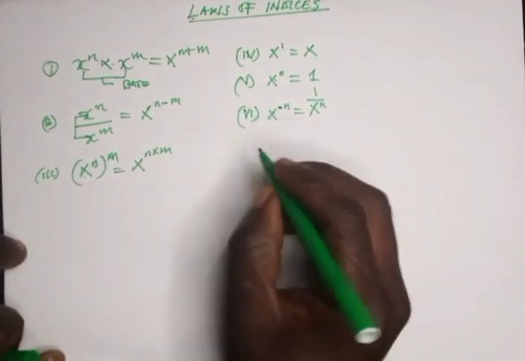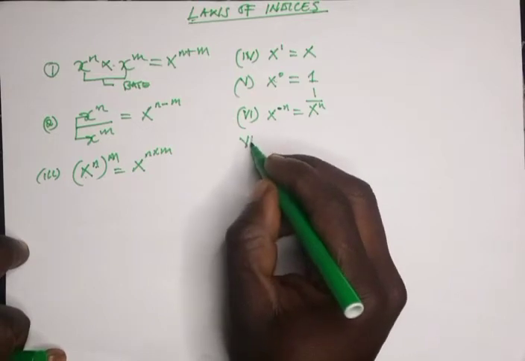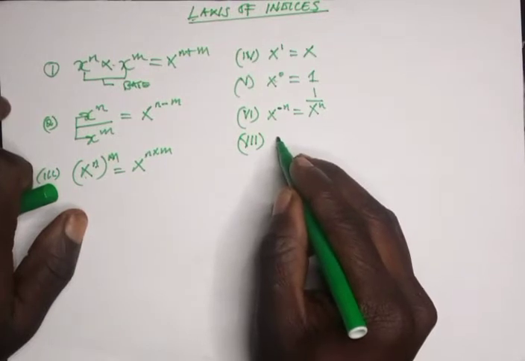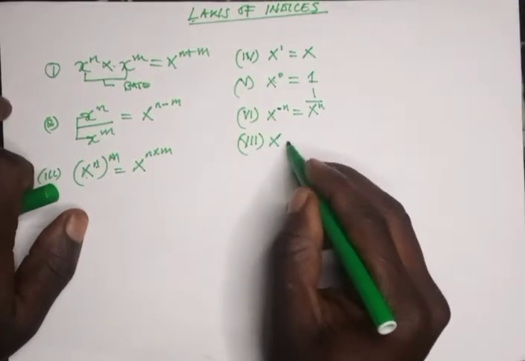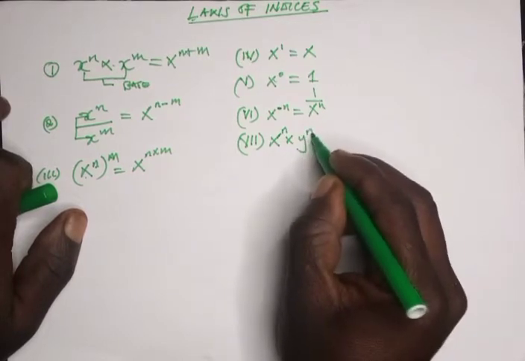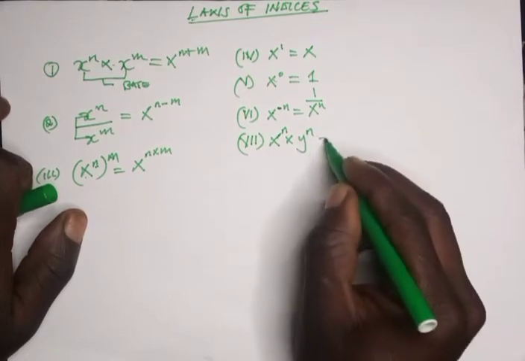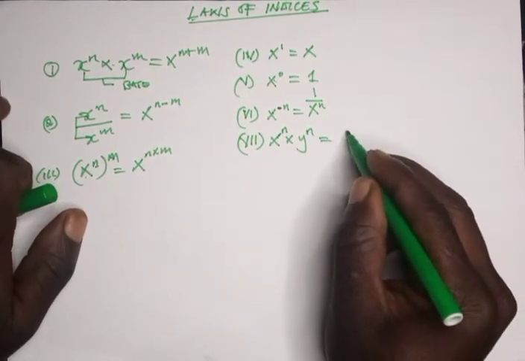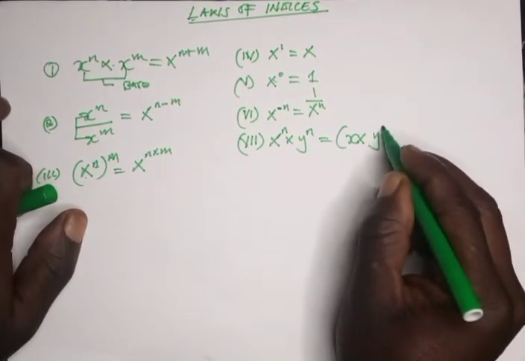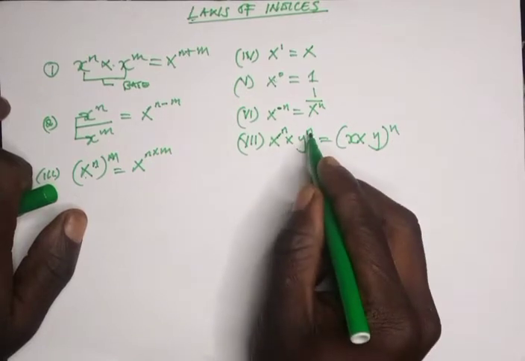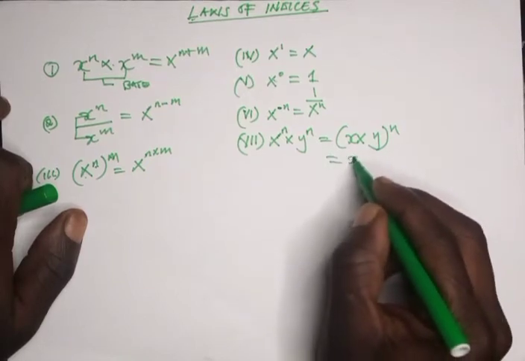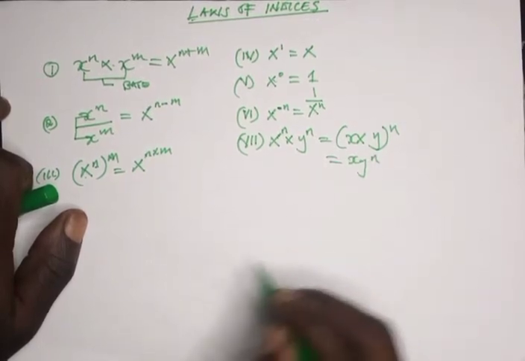So let's continue. Law number 7. If you are given different bases, like x times y with power n, if you are given the same powers, then you are going to multiply the bases. It will be x times y, all power n, if you are given the same powers and different bases. This is what you have to do. Then it will be xy power n.